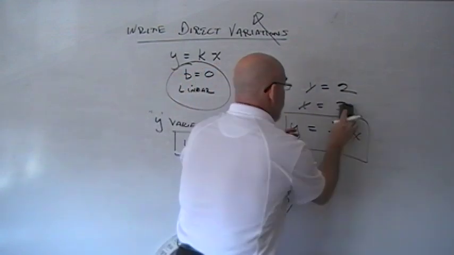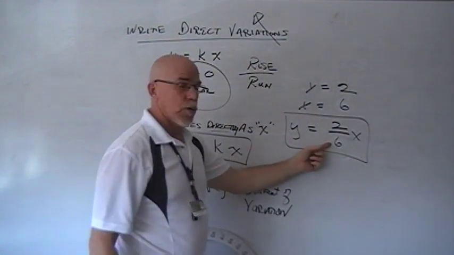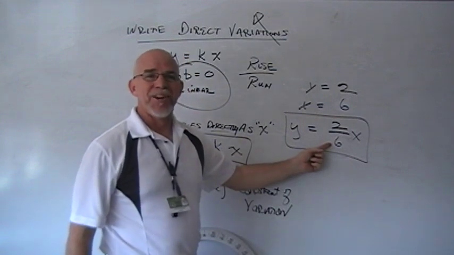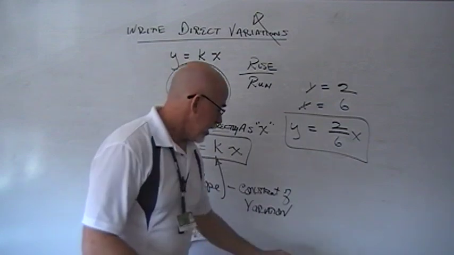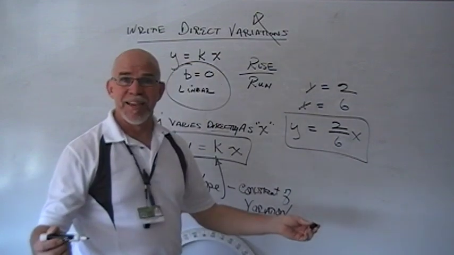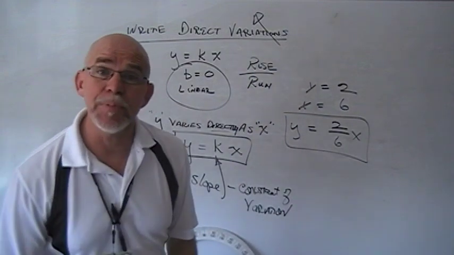If they happen to give you information that would simplify, don't look like a hillbilly, know that 2 divided by 6 will reduce to 1/3. Reduce fractions and do those things when you get it. That's it. How do you write equations of direct variation relationships? You've just seen it.